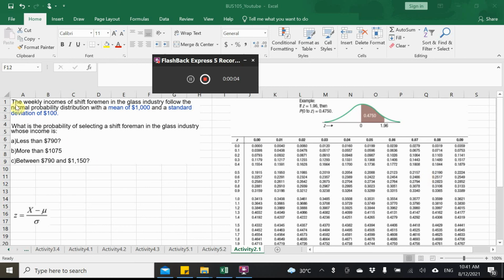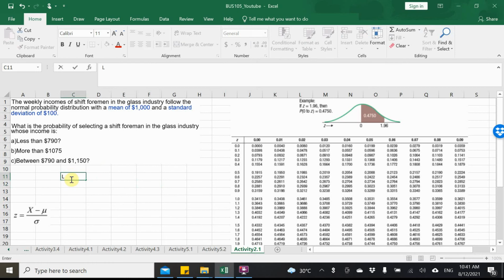This question: the weekly income of shift foremen in the glass industry follows the normal probability distribution with a mean of $1,000 and a standard deviation of $100. The question is to calculate the probability of selecting a shift foreman in the glass industry whose income is less than $790, more than $1,075, or between $790 and $1,150. Let's answer these three questions one by one.